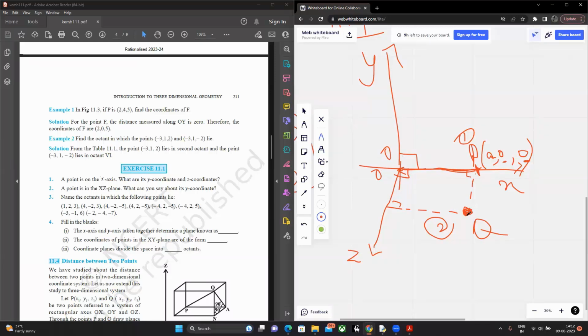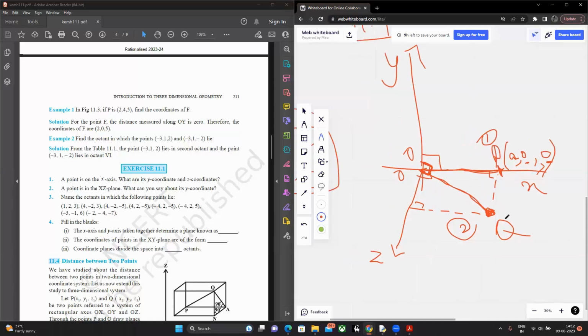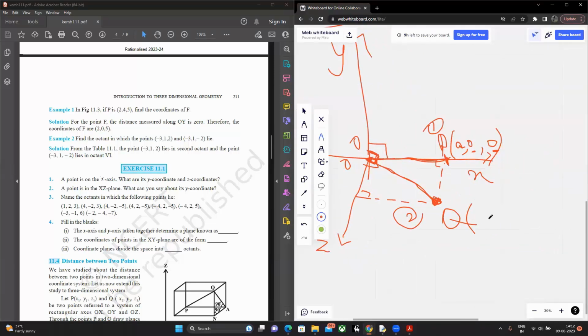Therefore, if you drop a perpendicular from this point Q, which is on this xz plane, to the y-axis, it is going to meet exactly at the origin. All right, and this is also going to be perpendicular, right? Therefore, since it meets at the origin, this Q is going to have some B, 0, C as its coordinates because it meets the y-axis exactly at the origin. So the y coordinate is going to be 0, right?